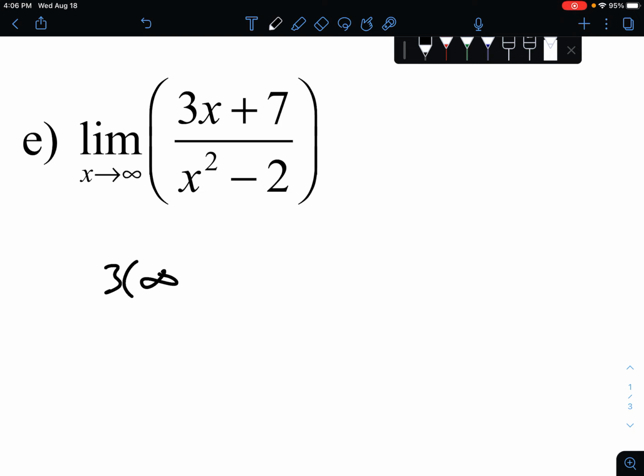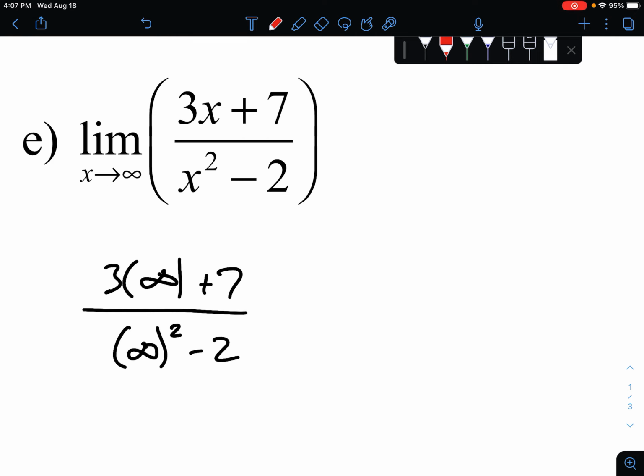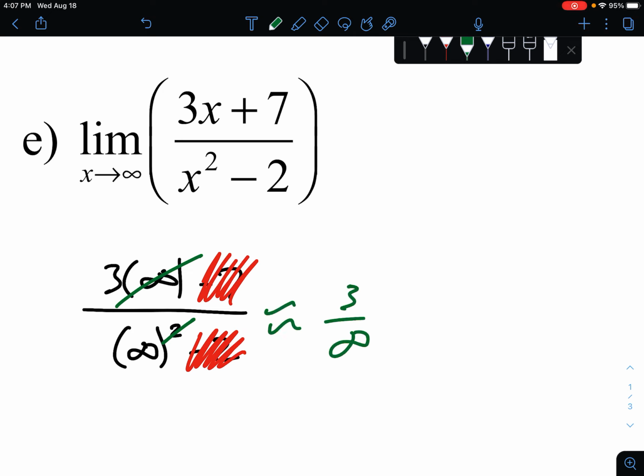But if I think about this in terms of infinities, that was a good infinity. If I have 3 times infinity plus 7, this plus 7 isn't really going to do anything. Infinity squared minus 2 really isn't going to do anything. So now if I simplify my infinities, infinity divided by infinity squared is just 1 over infinity. So this is going to act like 3 over infinity, which we already explored.